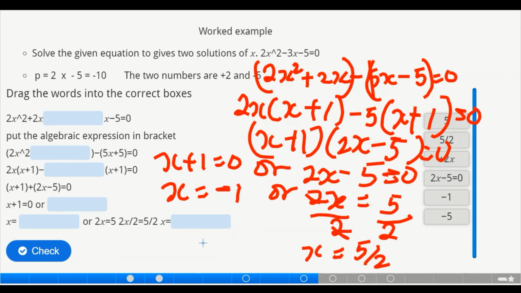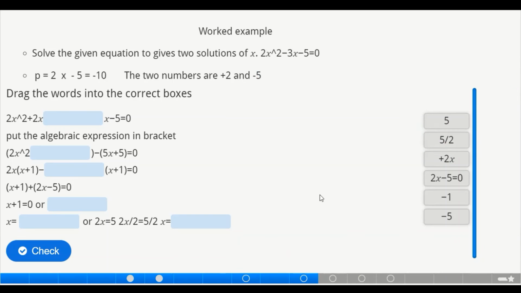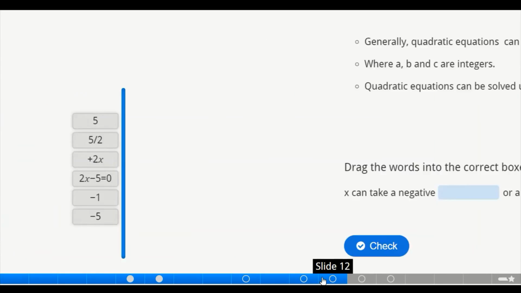So our value for x here is what? x equals minus 1 or x equals 5 over 2. So this leads us to the next slide, and let's see the next type of method that we can use to solve our given quadratic equation. So let's look at that.